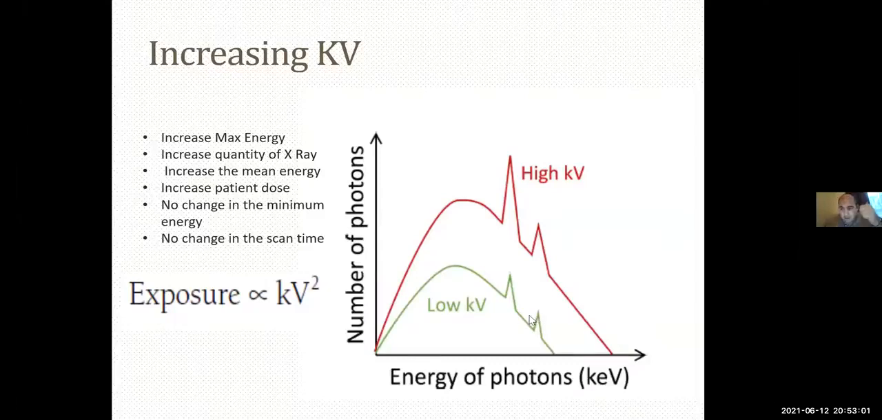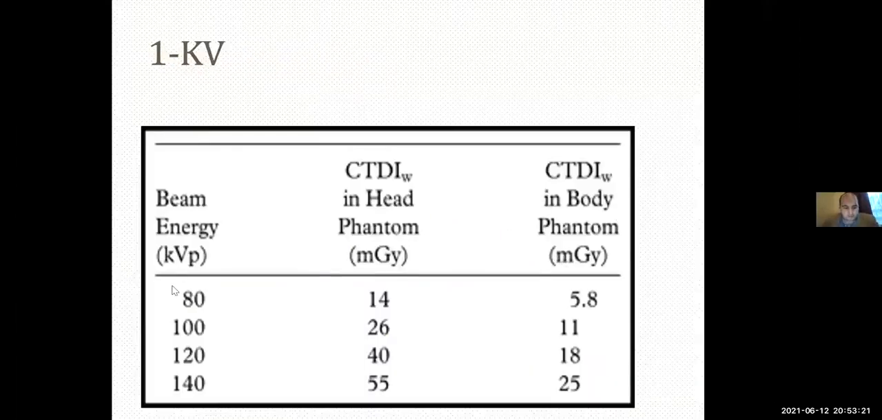So when you increase kV, you increase the maximum energy, and you also increase the patient dose, because you increase the exposure and the intensity of X-ray. But there is no increase in the scan time. So what will happen to the image quality when increasing kilovolt?